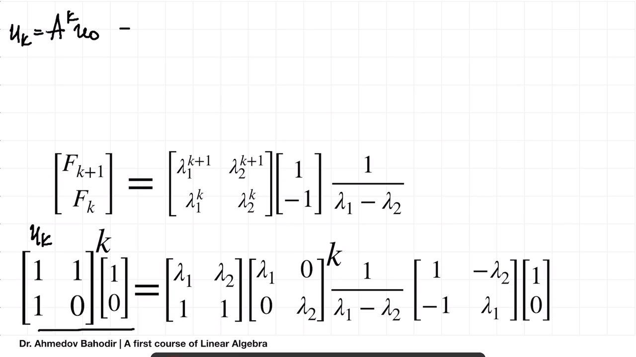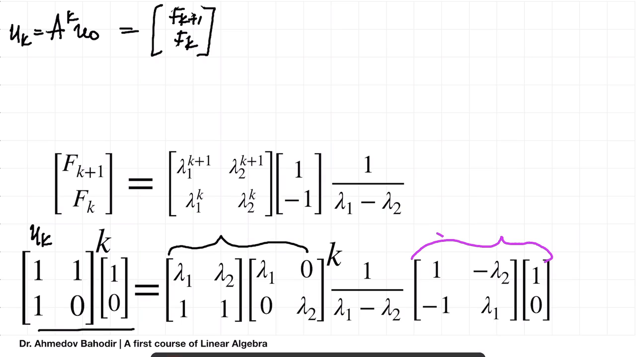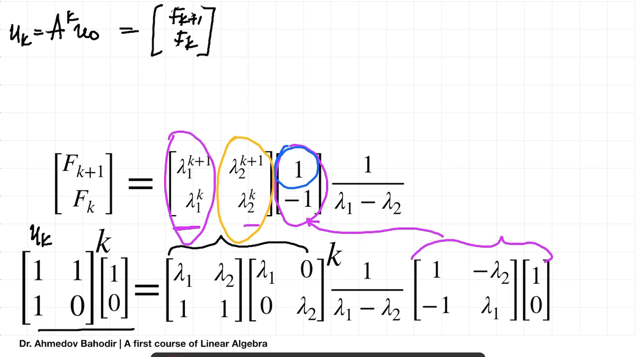And at the same time, U_k by definition was F_{k+1} and F_k. So this is equal to all of this multiplication. We just multiply these two matrices and we get this matrix. And if you multiply these two, you're going to get this matrix. And if you multiply this one by this, it means just multiply the first column by the 1, and the second column by the minus 1. So essentially, we just need to subtract the second column from the first one.